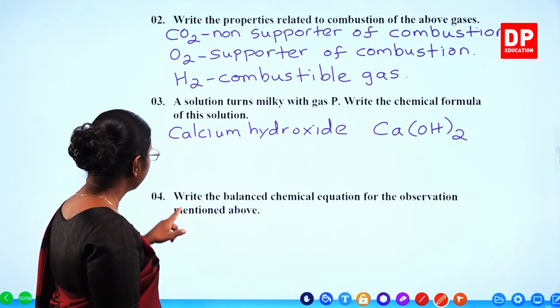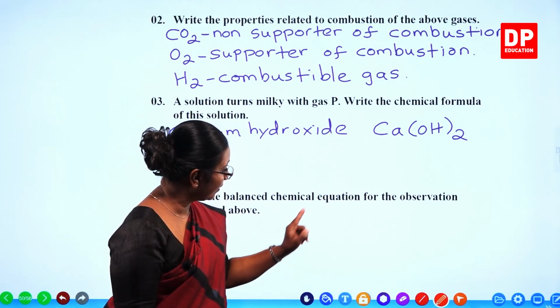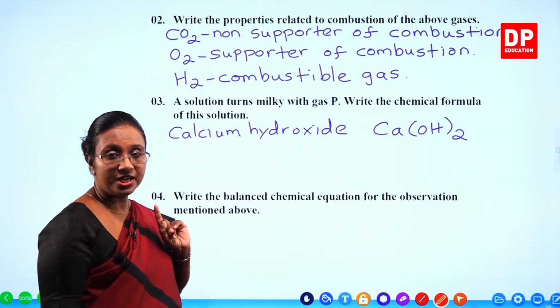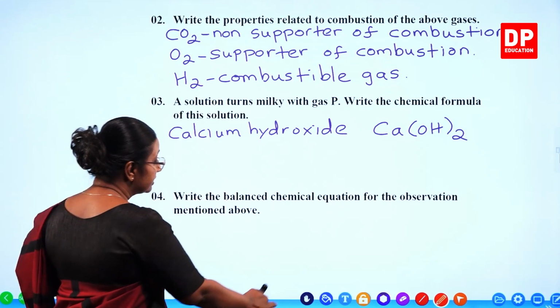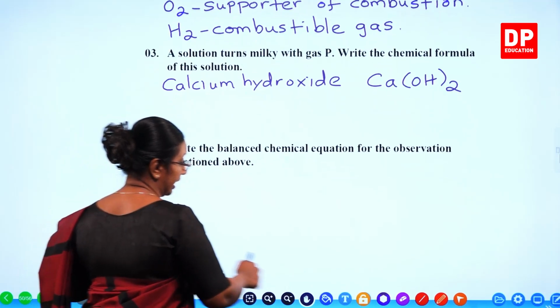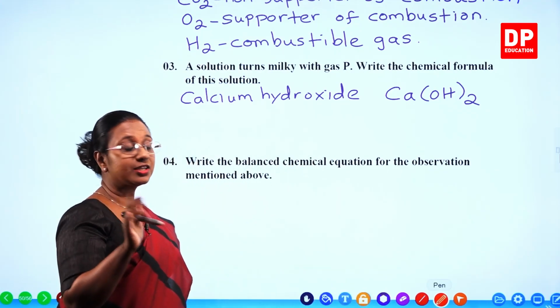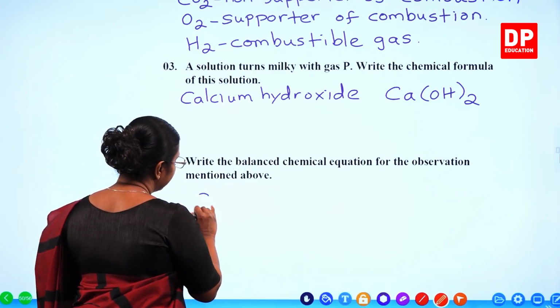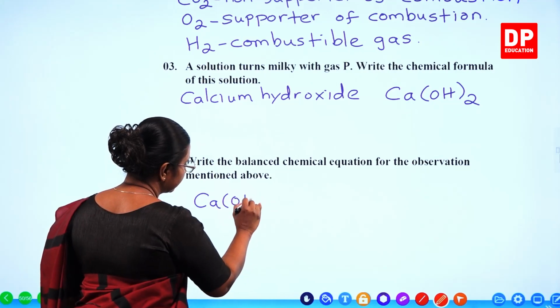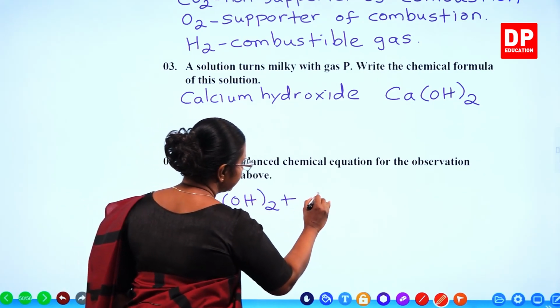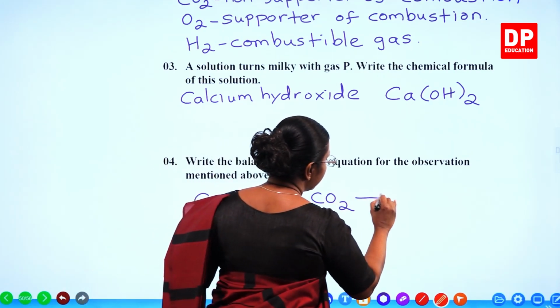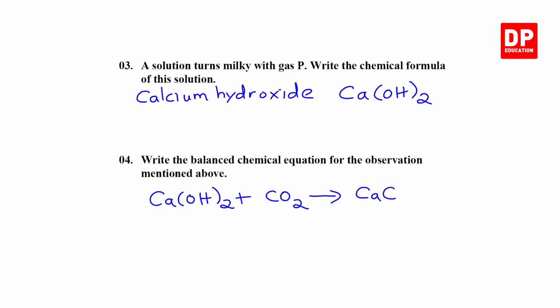So that is the test to identify carbon dioxide gas. Then the fourth one, write the balanced chemical equation for the observation mentioned above. So that is the solution becoming milky in color. I told you all the reaction. How do we write it? Calcium hydroxide, that is lime water, plus carbon dioxide gives rise to calcium carbonate plus water. So we need to balance it.